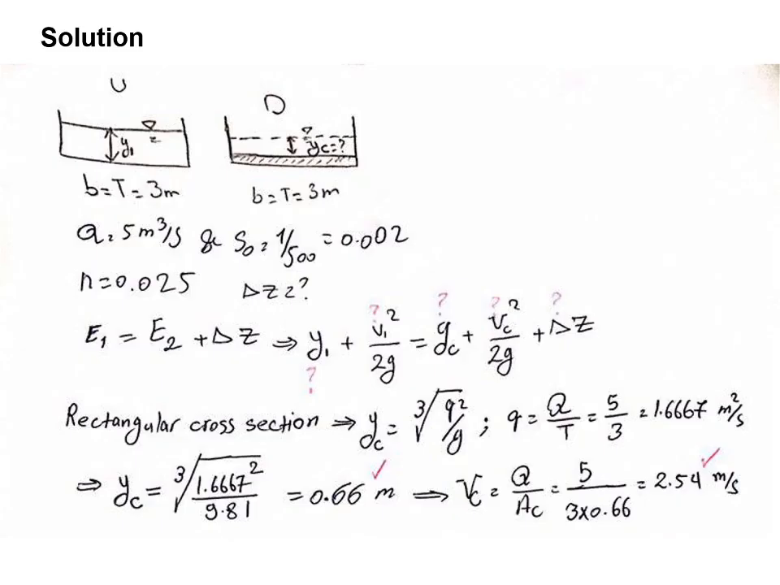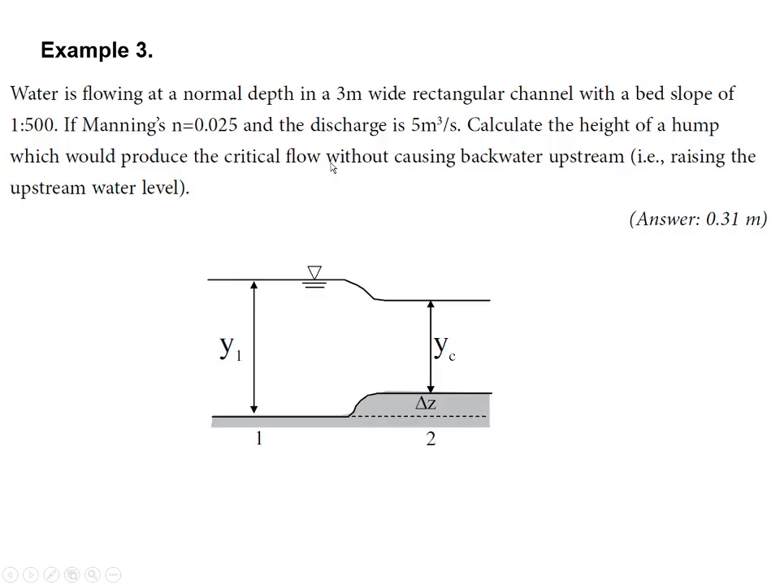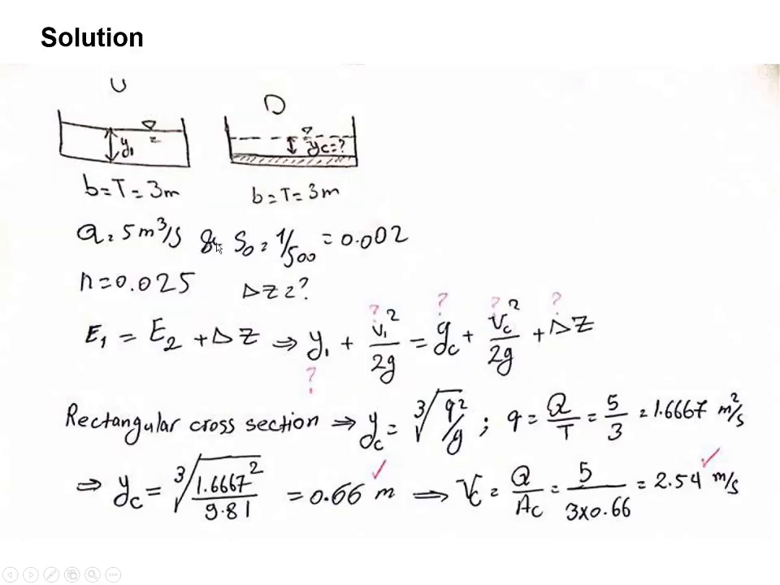This is the solution. I draw two different cross sections at upstream and downstream. You know that bottom width at both equals top width and equals 3 meters. Discharge is given, but y1 is unknown, and we know that at downstream, above the hump, we will have critical velocity.